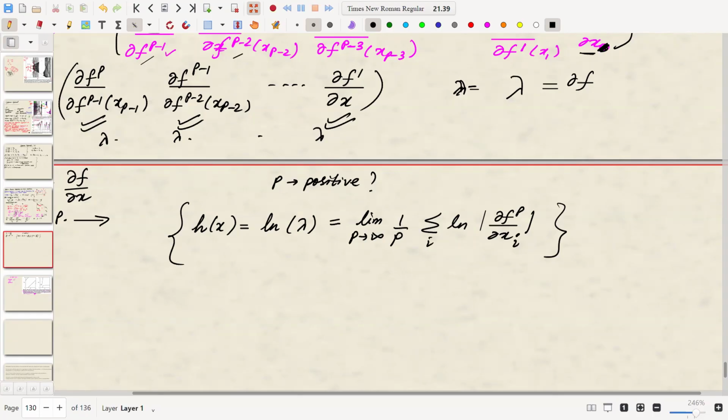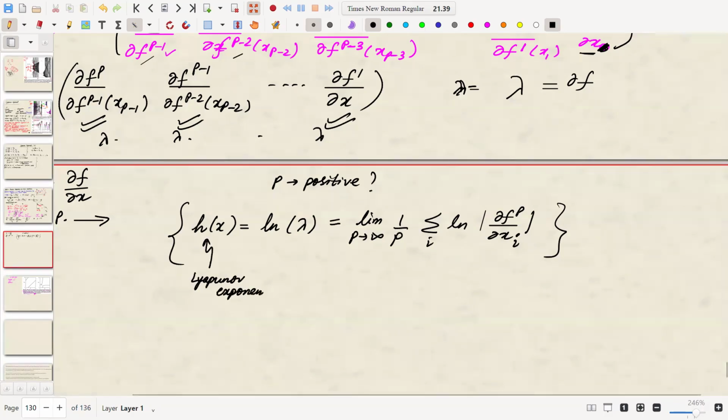So lambda is positive. Do you know the ln function, log function, how it looks? What is its behavior? Any ideas? So basically, h of x is known as the Lyapunov exponent here. You can see that the Lyapunov exponent is dependent on the point at which it is calculated. It is not h, it is depending on x.